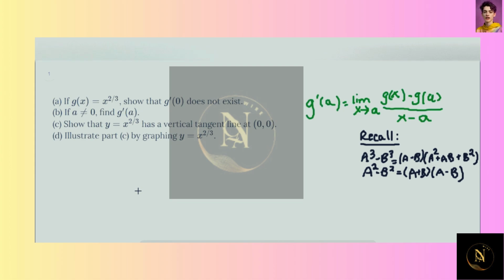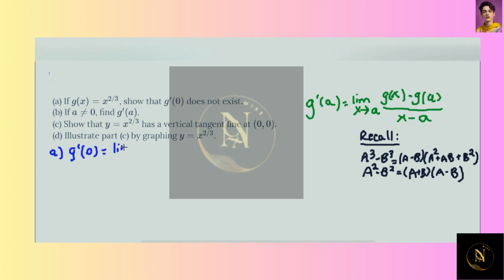Part A. If g of x equals x to the 2/3 power, show that g prime of 0 does not exist. All right, let's use the definition here in green to solve g prime of 0. So a will be 0 in this case.